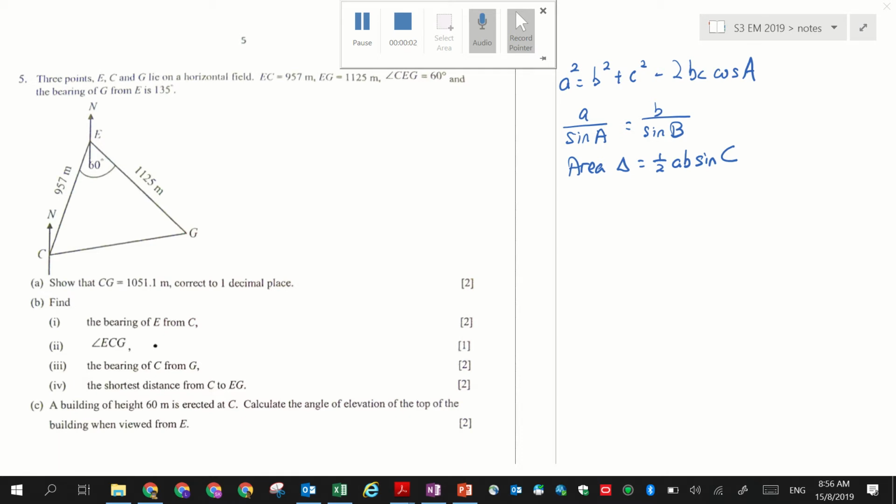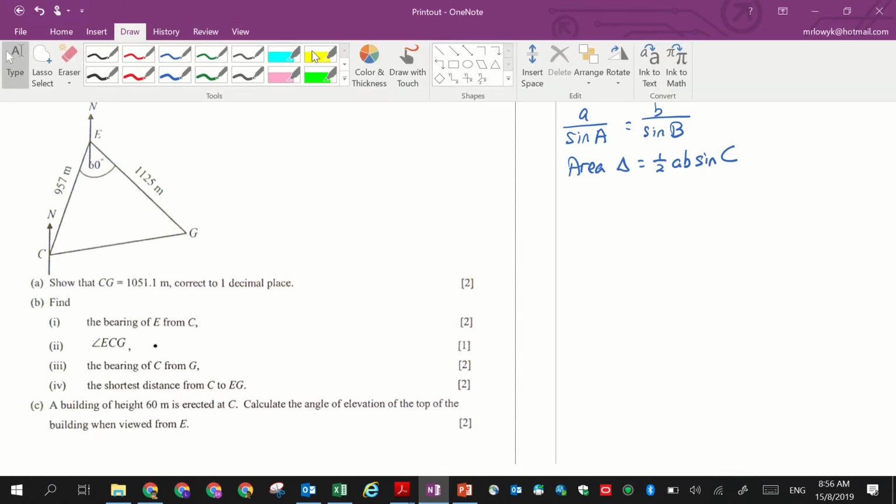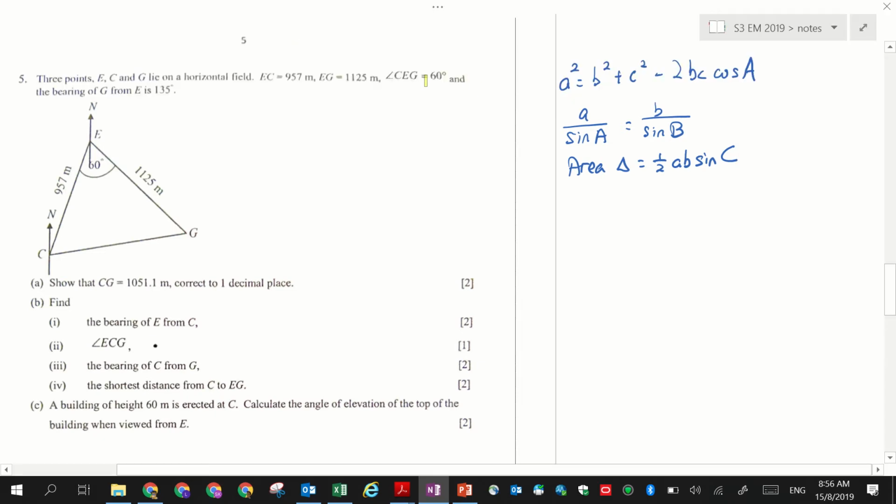Okay, now you notice there's a very critical piece of information. The question did say it, but it's not in the diagram. Can you highlight? Bearing of G from E is 135. Can you label 135 in your diagram now?